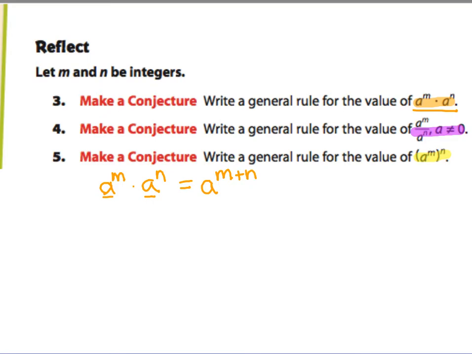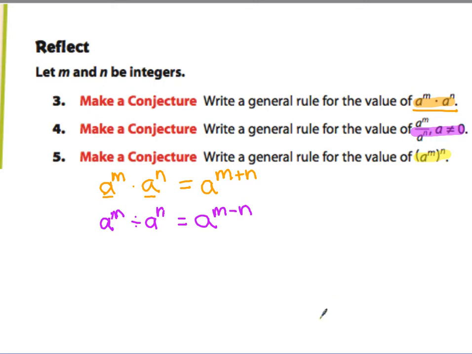My rule for dividing. So if I have a to the m divided by, whoops, that wasn't correct. That's not where the division sign goes. There you go, divided by a to the n. My solution should be a to the m minus n.